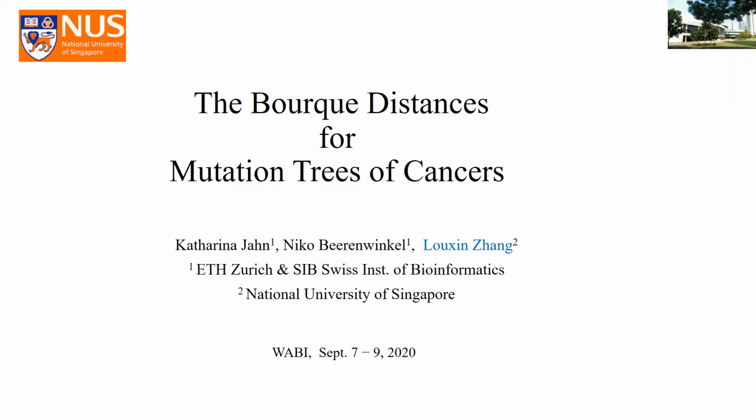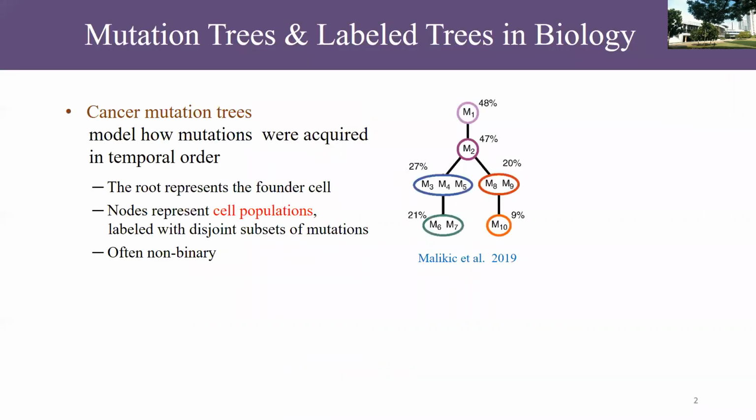I'm Luoxi Zhang. Today I will present our work on bark distance, which are new distance metrics for comparisons of mutation trees. This is a joint work with Katarina Yang and Nico Bierwinkel of ETH Zurich and SIB Swiss Institute of Bioinformatics. Tree structures are commonly used to model the evolution of species, genes, and genomes, and to represent RNA structures.